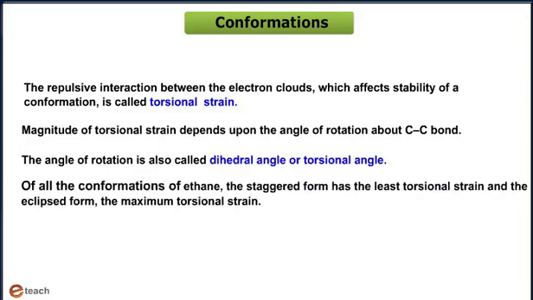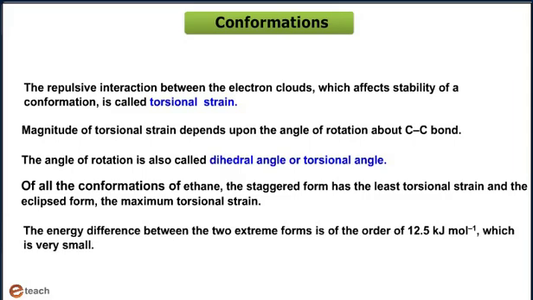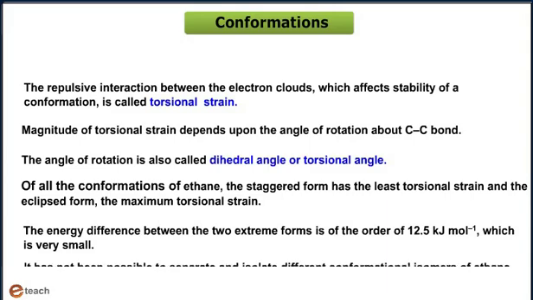Of all the conformations of ethane, the staggered form has the least torsional strain, and the eclipsed form the maximum torsional strain. The energy difference between the two extreme forms is of the order of 12.5 kJ mol^-1, which is very small. It has not been possible to separate and isolate different conformational isomers of ethane.